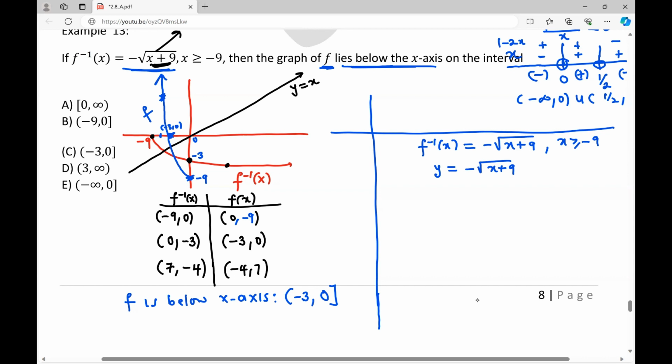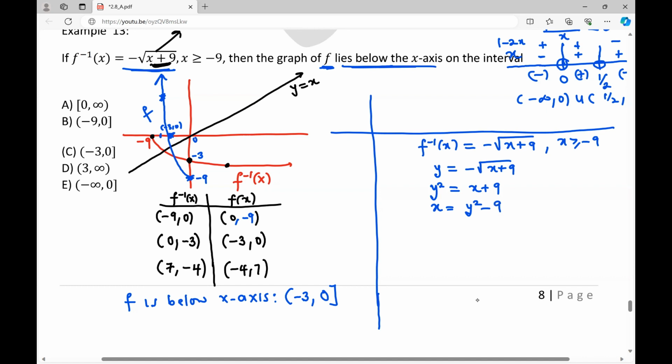Now you square both sides. This is y squared. It's going to be just x plus 9. Now x is going to be y squared minus 9.